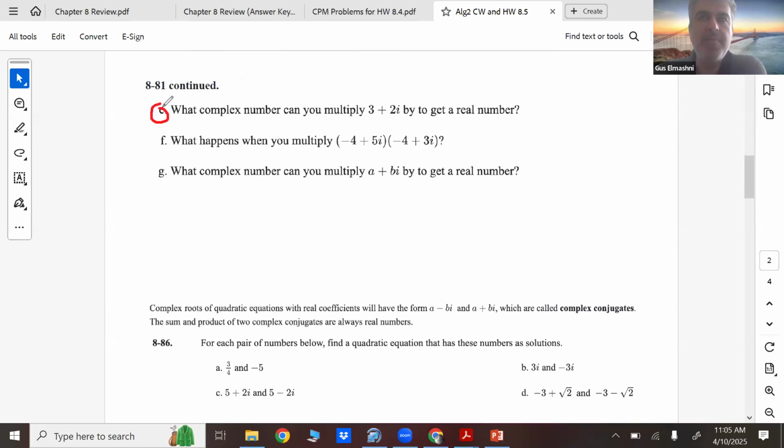So for part E, actually, I'll give my voice another break. Jasmine, can you read parts E, F, and G, please? Okay, keep going. Read F and G also.